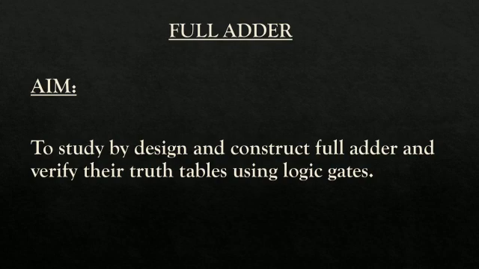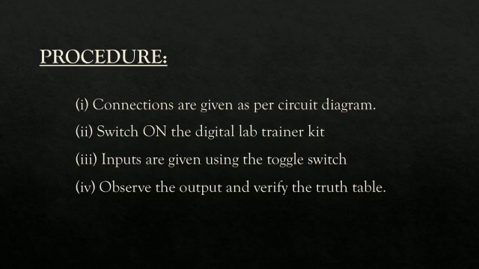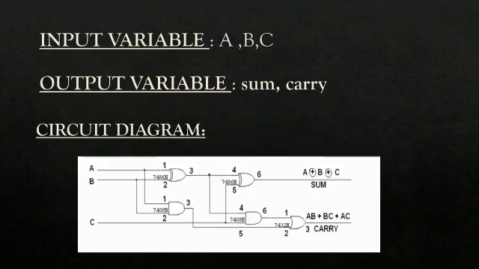And the next one is full adder. The aim is to study by design and construct full adder and verify their truth tables using logic gates. And the procedure is the same: you have to connect the circuit as per the circuit diagram, and you have to switch on the digital lab trainer kit, and inputs are given using the toggle switch, and you have to observe the output and verify the truth table. And here the input variables are A, B and C, and the output variables are sum and carry.